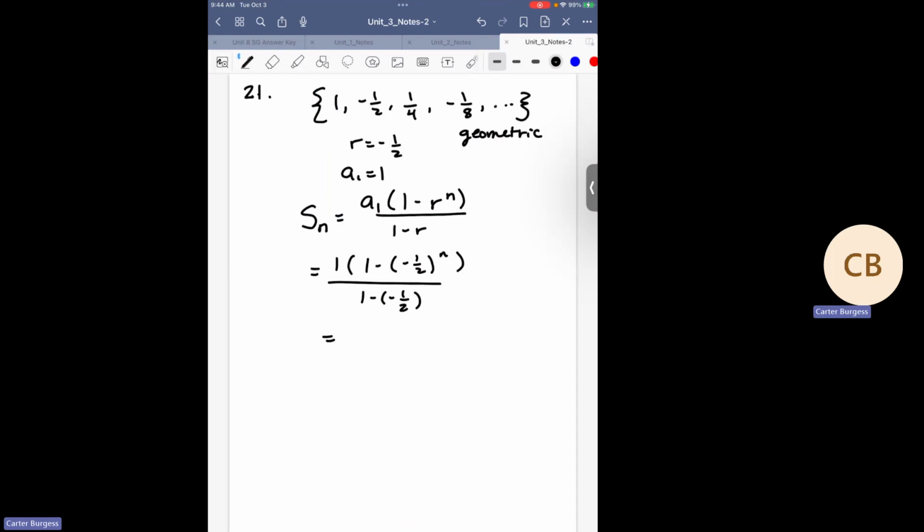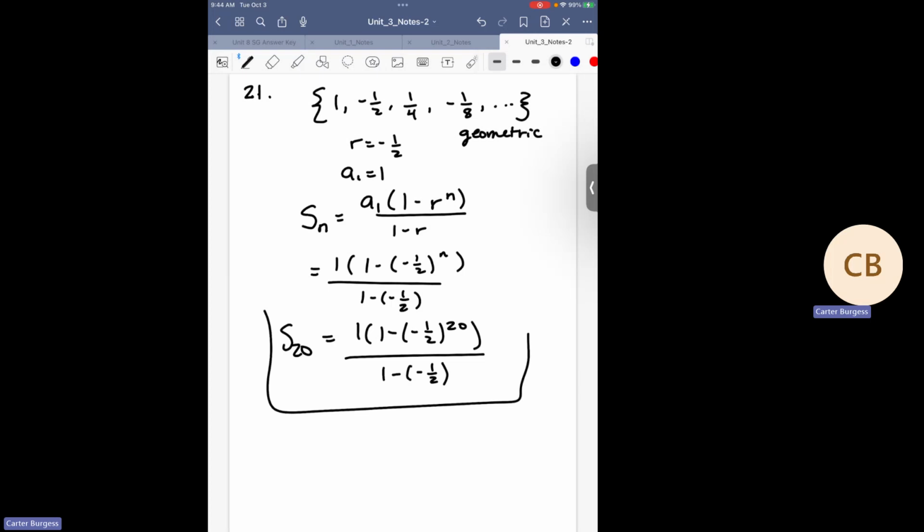Which will be equal to, for s sub 20, 1 times 1 minus -1/2 to the 20, all divided by 1 minus -1/2. And again, why are we going to do more work when we can instead just box our answer and leave it there and call it a day? All right. So hopefully this was helpful. Just taking a look at how we walk through each of these various types of problems.